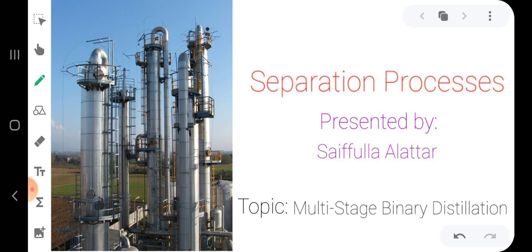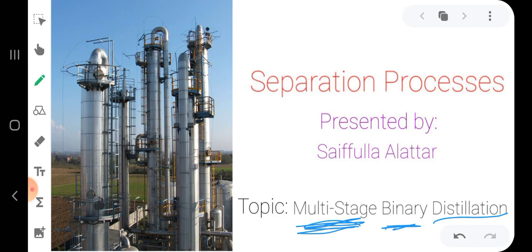Today we are going to continue this topic, which is the multi-stage binary distillation. So we are still talking about distillation, which is a separation process based on the difference in the boiling point temperatures, and we are talking about a binary mixture, so we have only two components. One is the light component and the other is the heavy component, and it is multi-stage, so we have more than one stage, or in other words, we have a column that contains many stages. Again, we are talking about stages, so we are talking about the equilibrium-based model where we assume that each stage reaches equilibrium.